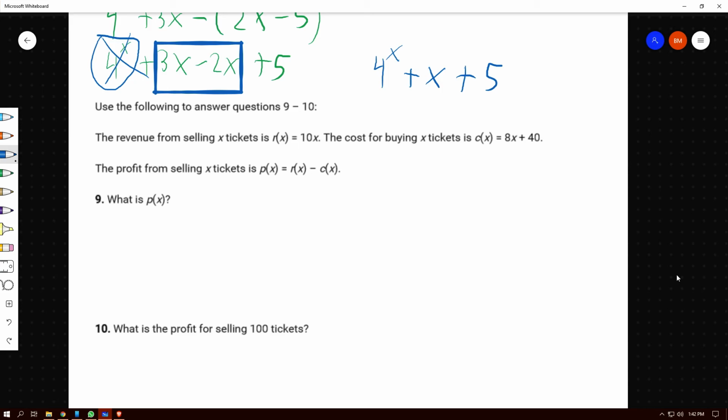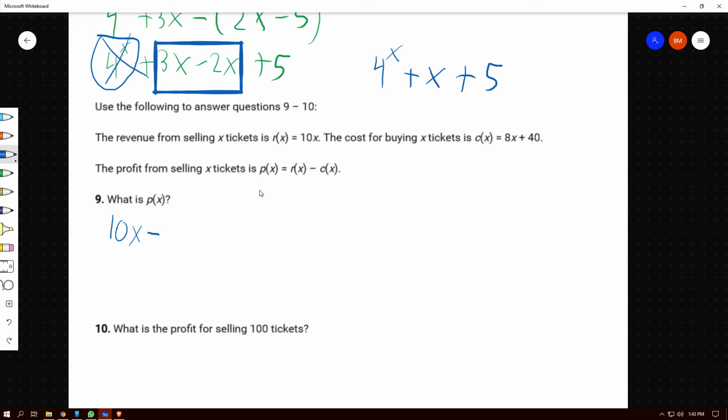The cost for buying X, oh sorry. They earn $10 of revenue per ticket, not the cost. I apologize. The cost for buying X tickets is, well, the cost is equal to 8 times X plus 40. And profit is revenue minus cost. So they want to know what P of X is. Well, P of X is R of X. Well, what's R of X? R of X is 10x.